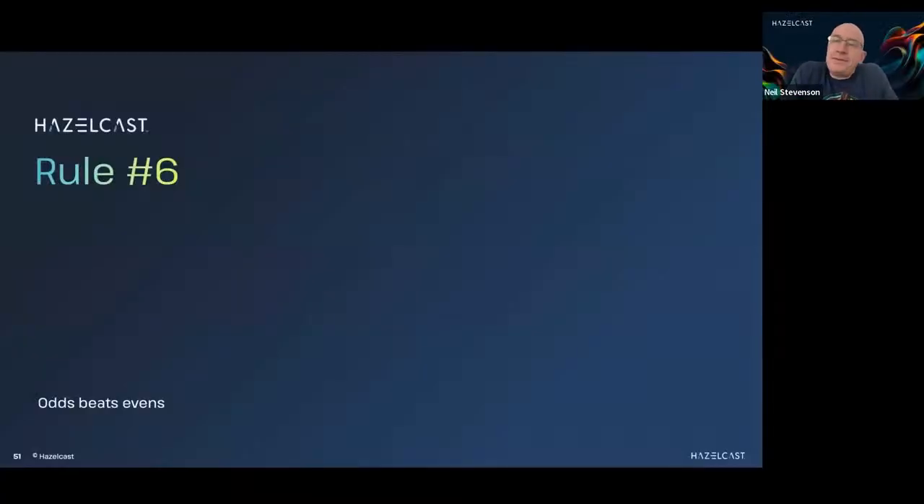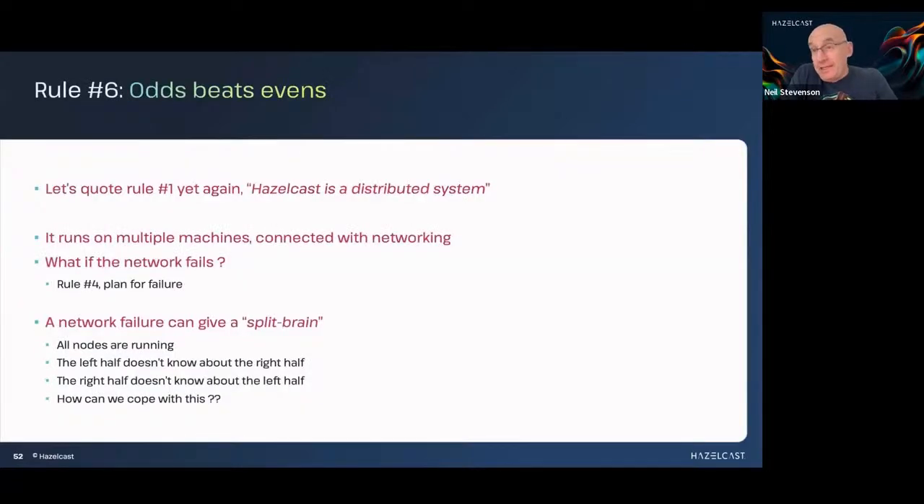Which brings us to rule number 6. Odds beats evens. What does that even mean? Hazelcast is a distributed system. How many times am I going to say that? But it runs on multiple machines connected on networks. And if we were to say that firewall rule, what happens if the network fails? And it hasn't really failed. Just remember, the firewall is doing the right thing. It's just that it was a bad rule.